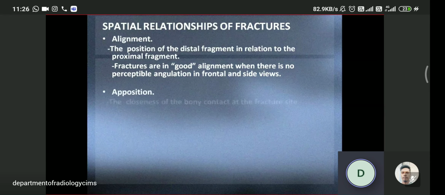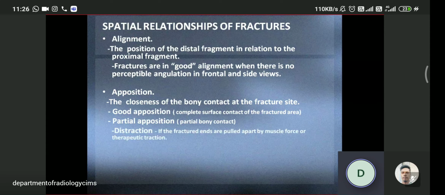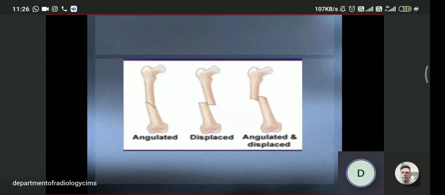Then special relationship of fractures like alignment. So in alignment, what is apposition? Means that it is still joined at its place. So there is good apposition or partial apposition or distraction. Let's see the few images. These are the angulated. Can you see the bone? This is angulated. It is not displaced. It is only angulated.